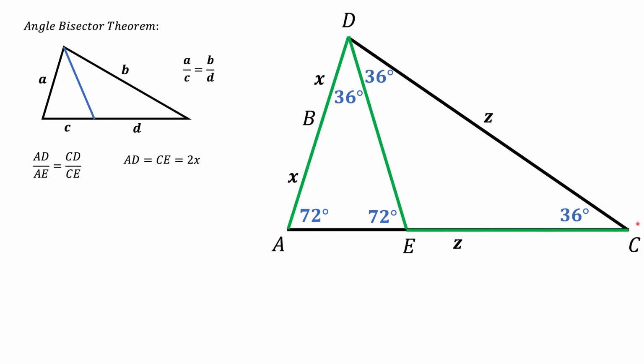CD is Z, we call it Z, and AE is AC minus CE. And now what we do, we substitute these values into the formula for angle bisector theorem. This is what we're going to get. The next thing we want to do, we really want to find the solution not for x, not for z, but for the ratio x over z.